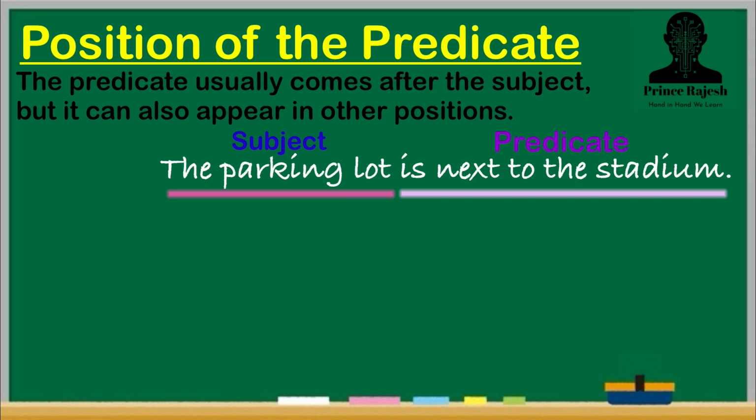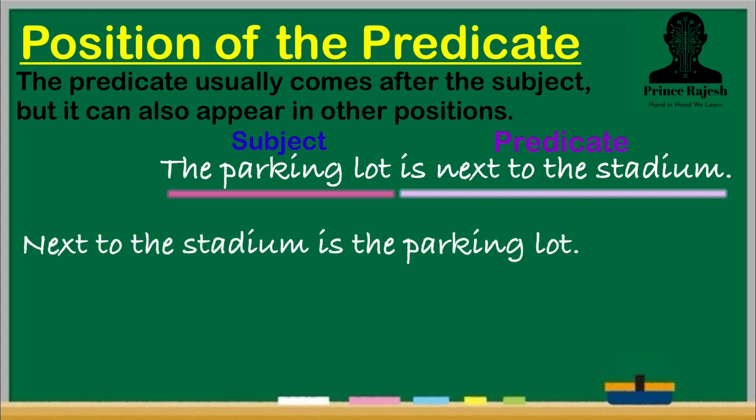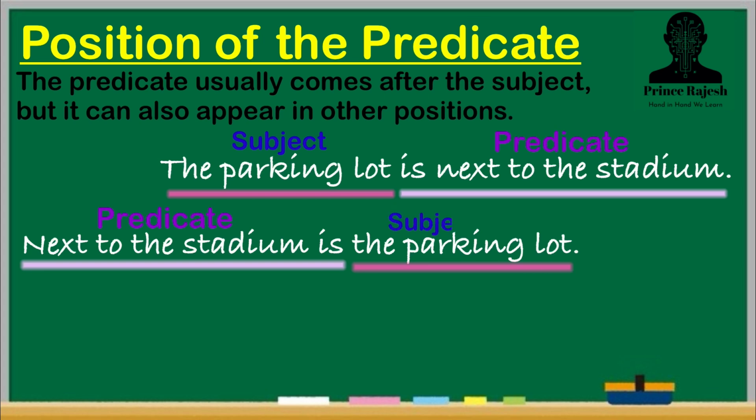Let's see an example with predicate before the subject. Next to the stadium is the parking lot. Here the predicate is before the subject. The predicate is next to the stadium is and the subject is the parking lot.